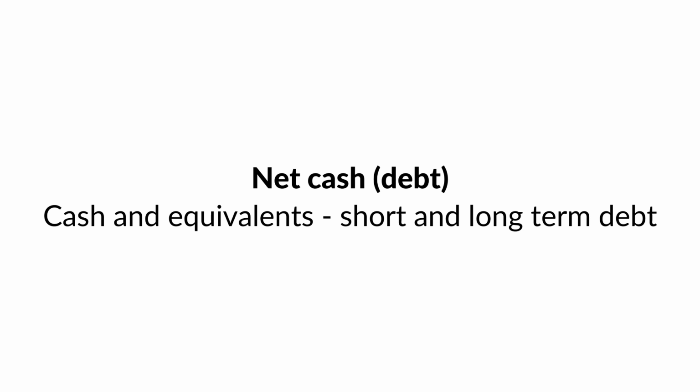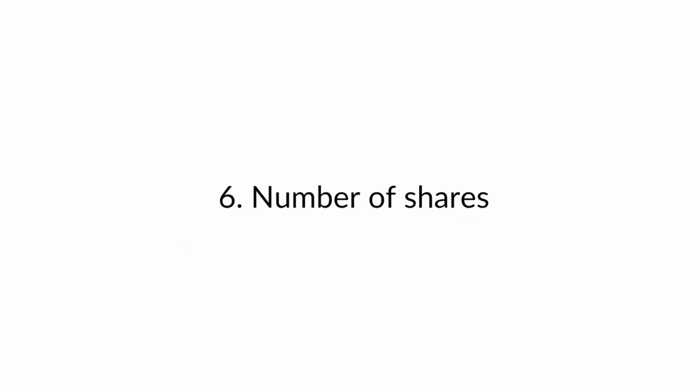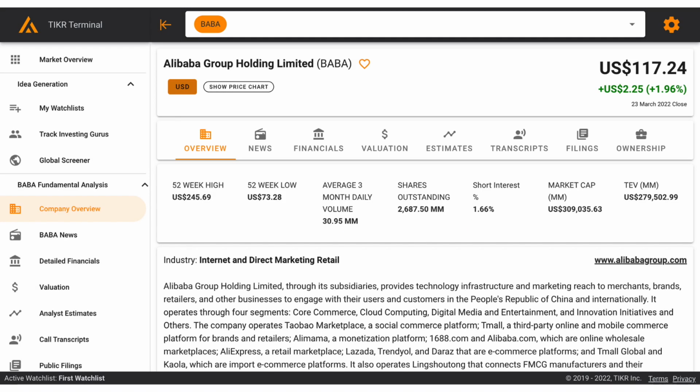Now we need to make a simple calculation. We need to deduct the debt from the cash. The last number is the number of shares. We find this in Ticker Terminal. Go to Overview under Shares Outstanding. Now we want to keep everything in billions.